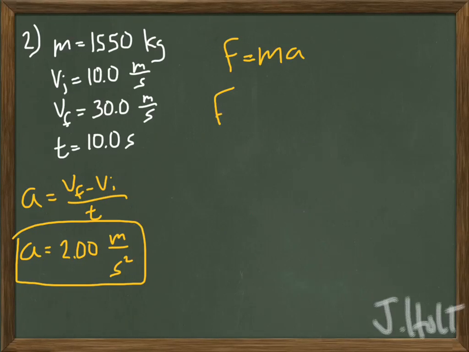It's 2 meters per second squared. Now we know that F is equal to ma, so we can just plug in our mass and our acceleration to find the force.